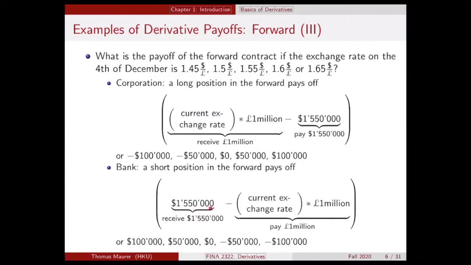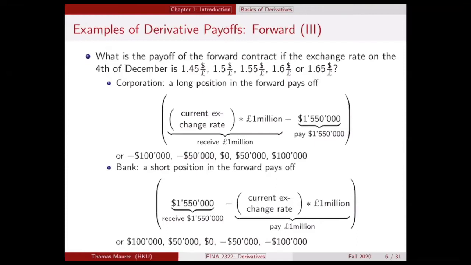They receive the fixed price of 1.55 million US dollars, so they make a gain of $50,000. Again, in practice, instead of actually moving around a lot of money, what they can just do is they say we settle in cash, meaning that the corporation just transfers the 50,000 to the bank.